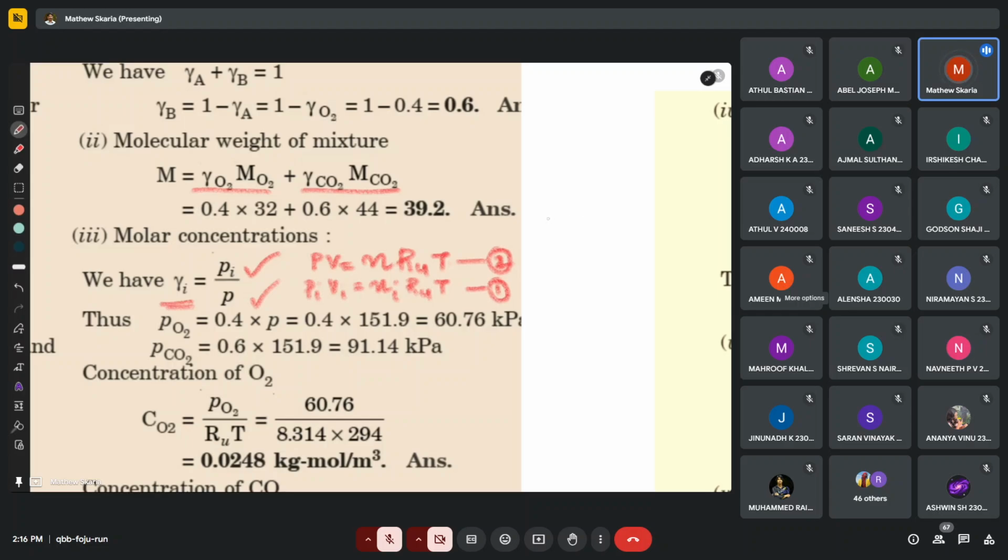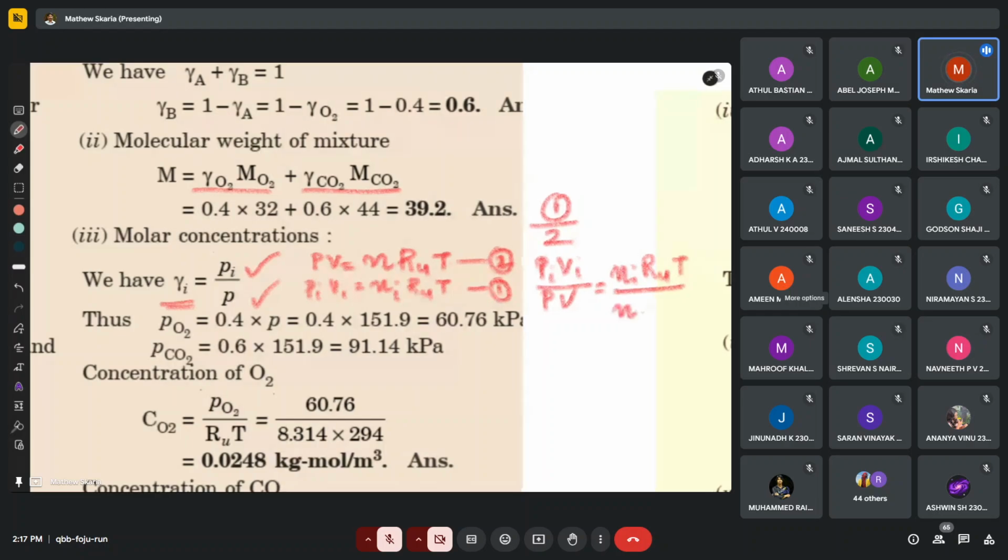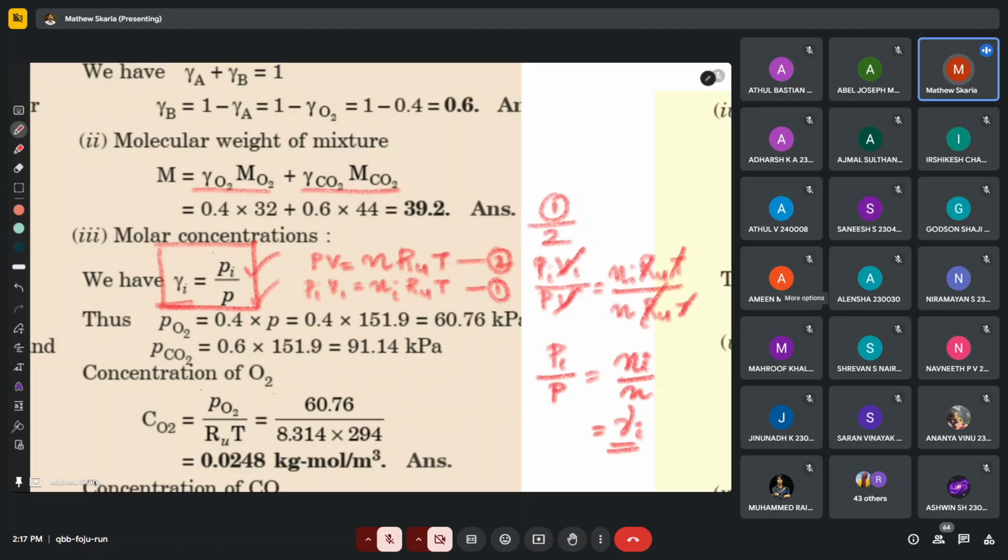Taking the ratio 1 by 2, Pi Vi divided by PV is equal to ni Ru into T divided by n into Ru into T. The volume is the same, so we can cancel Vi equal to V, and T is also the same, Ru the same. So we get Pi by P is equal to ni by n. What is ni by n? It is nothing but the mole fraction, gamma I. So we have this expression gamma I is equal to Pi by P.